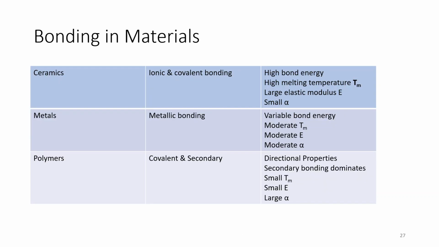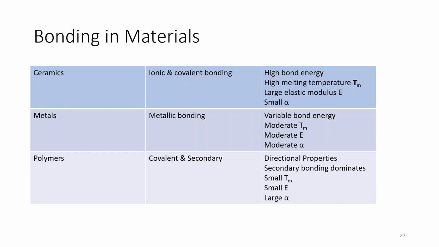Now bonding in materials, so you have ceramics, metals and polymers. In the case of ceramics, we'll be having ionic and covalent bonding. These have high bond energy leading to high melting temperature, large elastic modulus and small thermal expansion coefficient. In the case of metals, you have metallic bonding which has variable bond energy, moderate melting temperature, moderate elastic modulus and moderate thermal expansion coefficient.